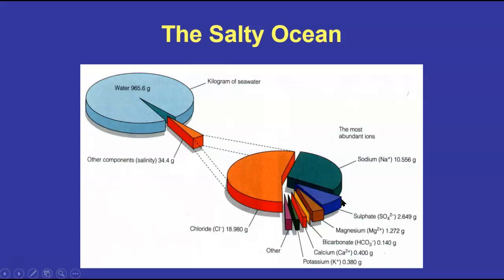There are a few other things in very small quantities. There's a little bit of sulfate, there's some magnesium, some bicarbonate, which is kind of like baking soda, actually, similar formula. There's some calcium and some potassium, and then some other things in very, very tiny amounts. So this is what ocean water is made up of. Okay.